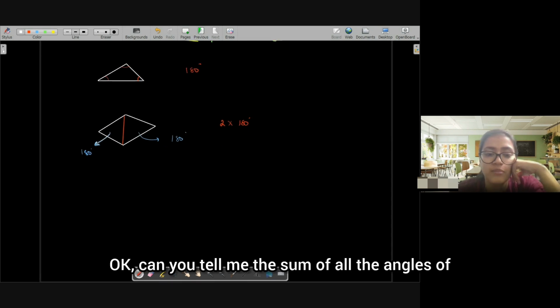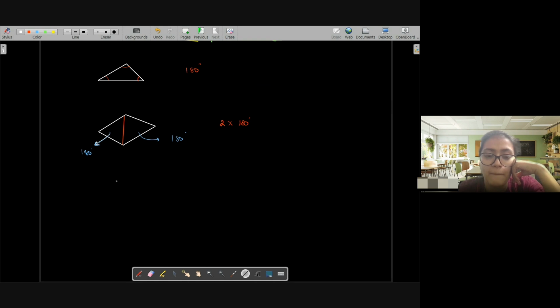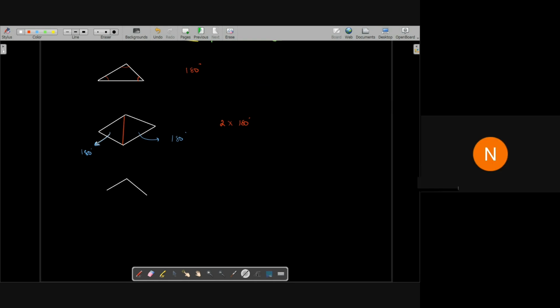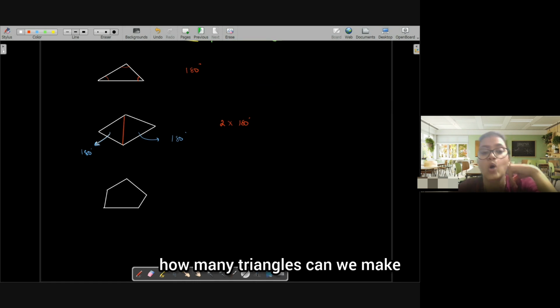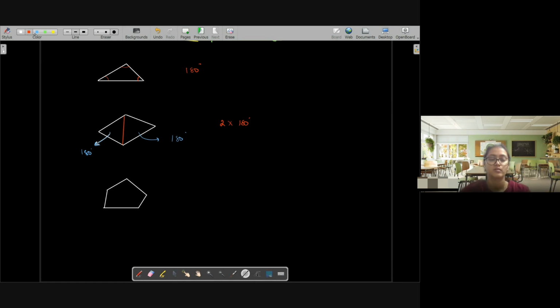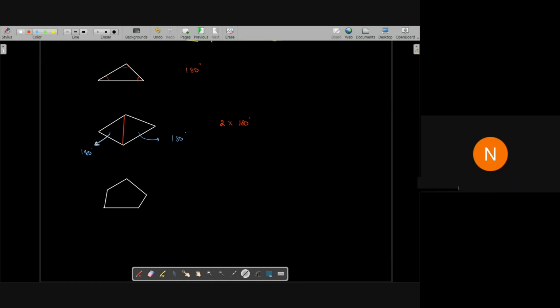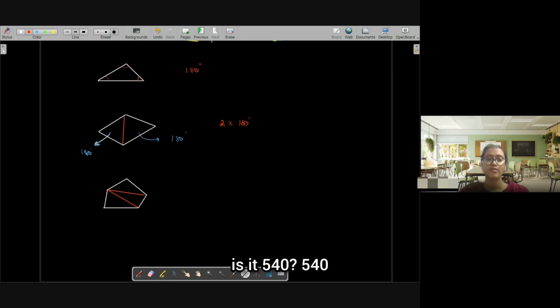Okay, can you tell me the sum of all the angles of a pentagon? A 5-sided shape. Yeah, 5-sided. 1, 2, 3, 4, and 5. So first of all, we need to check how many triangles we can make. You can make 3 triangles, so is it 540? 540. Very good. So 3 times 180.